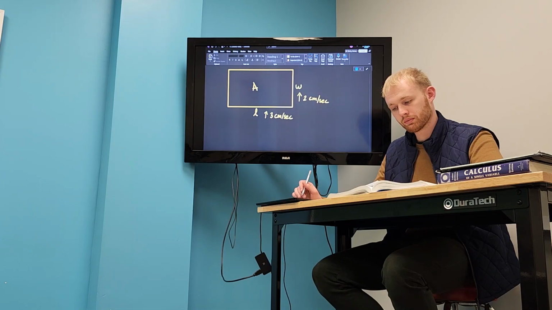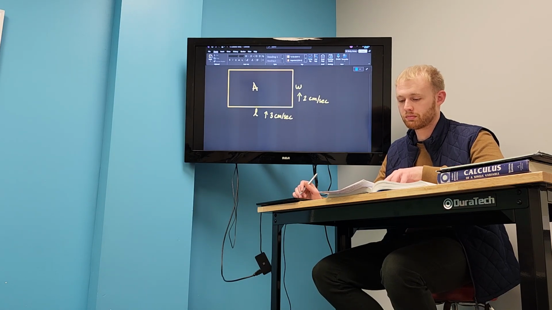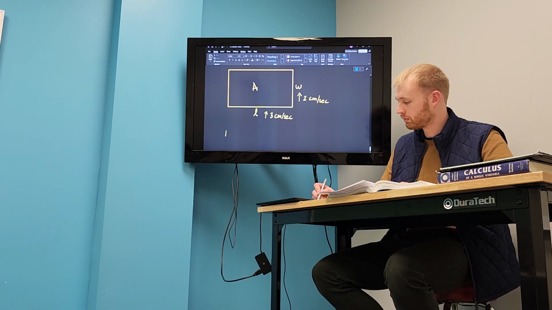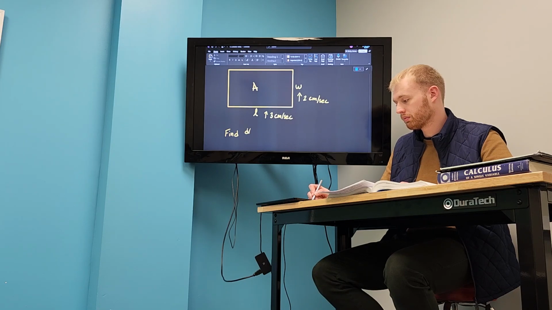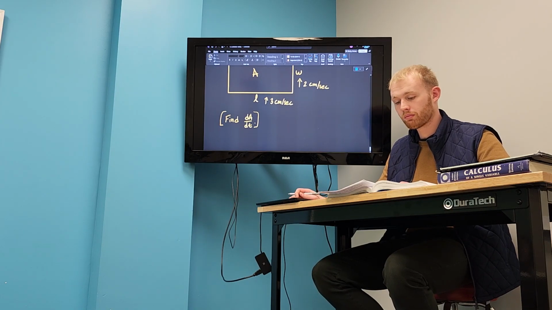Maybe we just write it out. Shouldn't the rate of change in the, oh wait, we might be done. The rate of change in the area, isn't it just going to be the rate of change of the width times the rate of change of the length? We're trying to find dA/dt. So we know dl/dt.